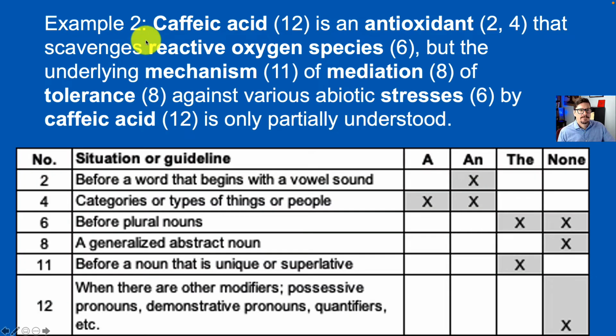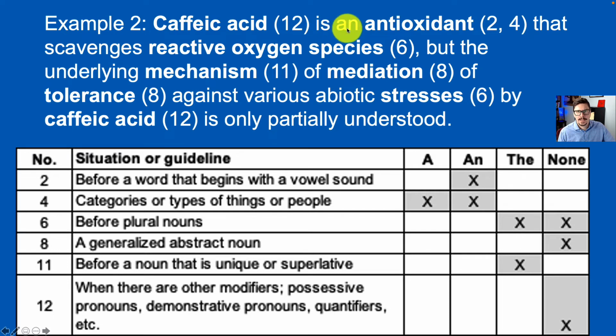All right, so for caffeic acid, we're using rule number 12. When there are other modifiers, possessive pronouns, demonstrative pronouns, quantifiers, etc., acid is the main noun and caffeic is the modifier. What kind of acid? Caffeic acid. And so we don't need an article for that.